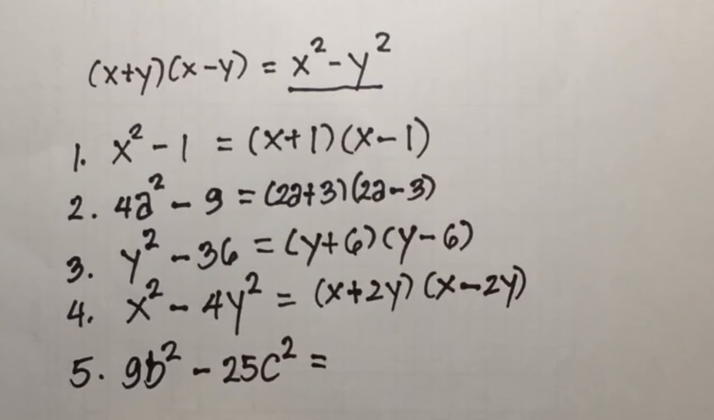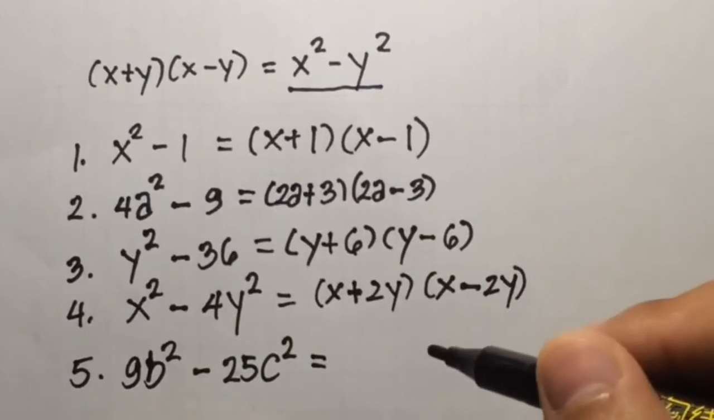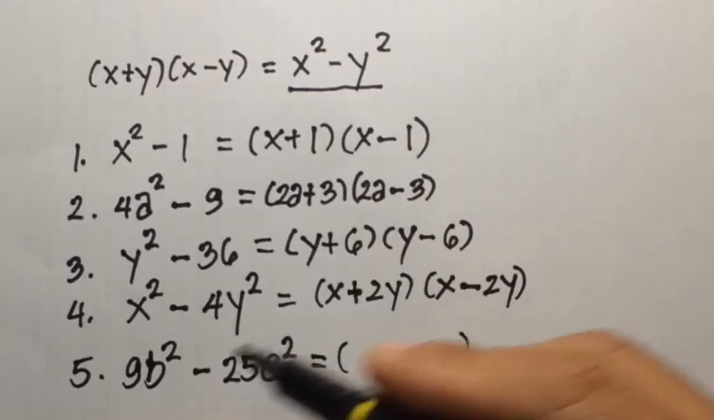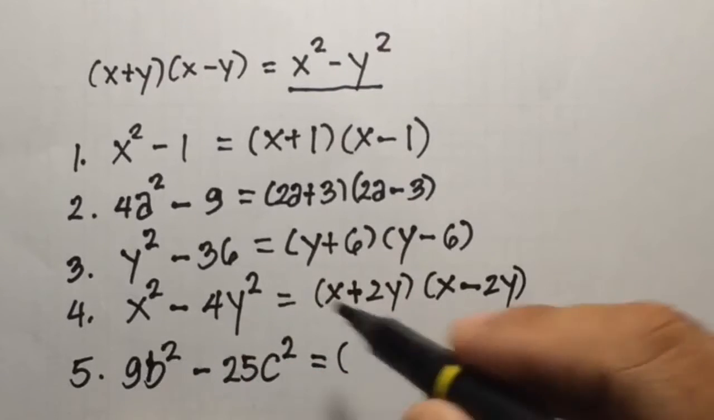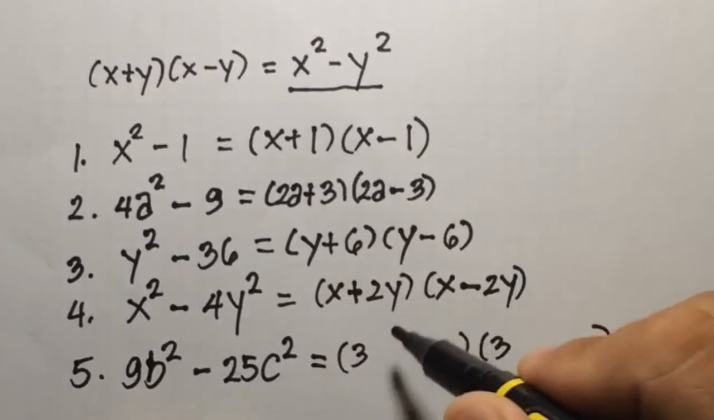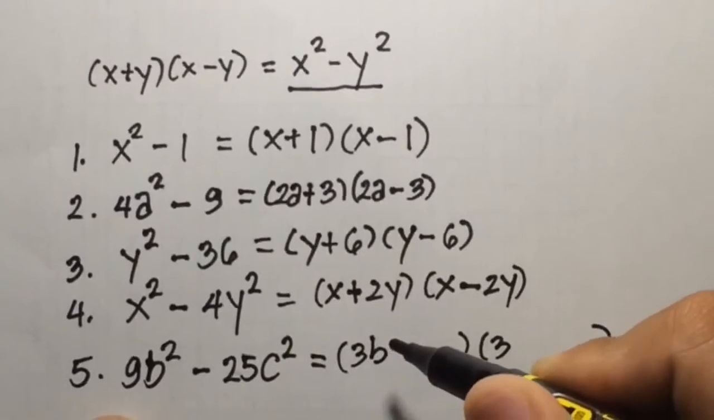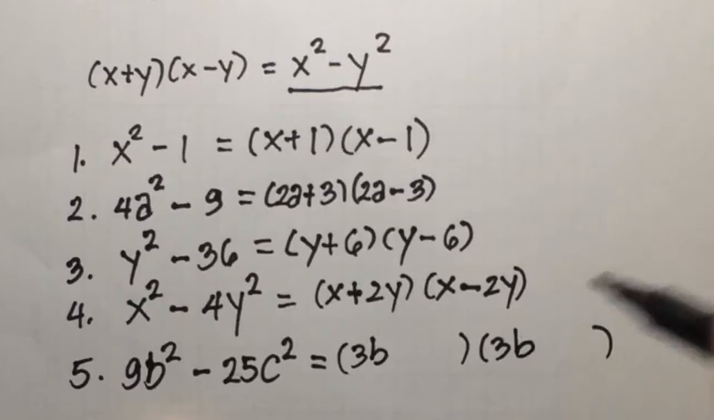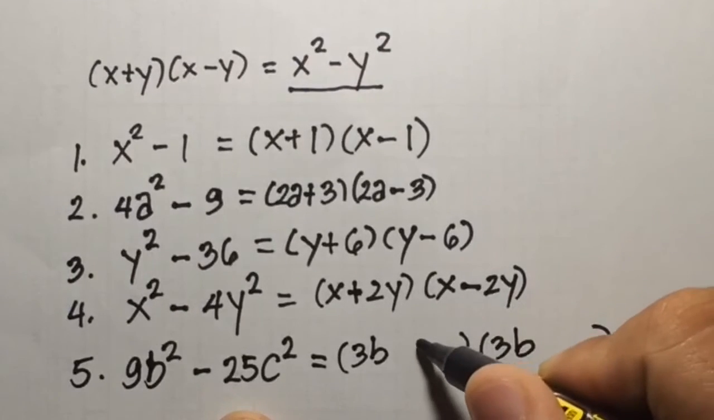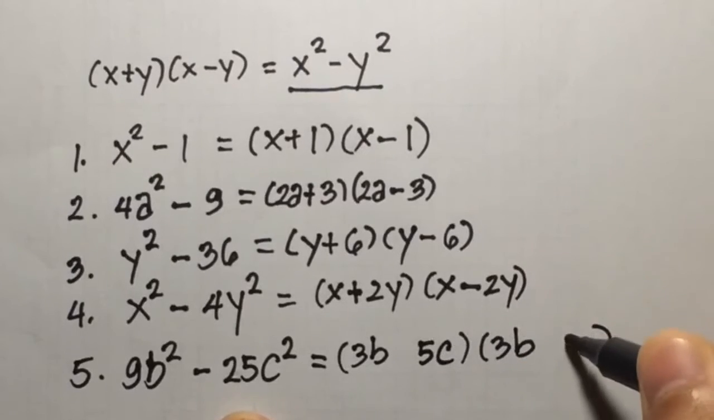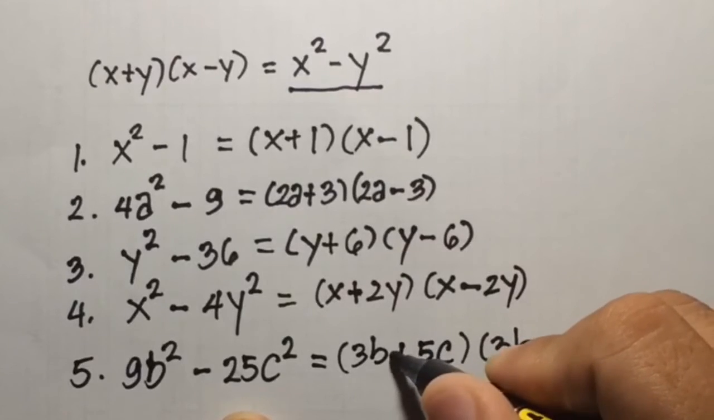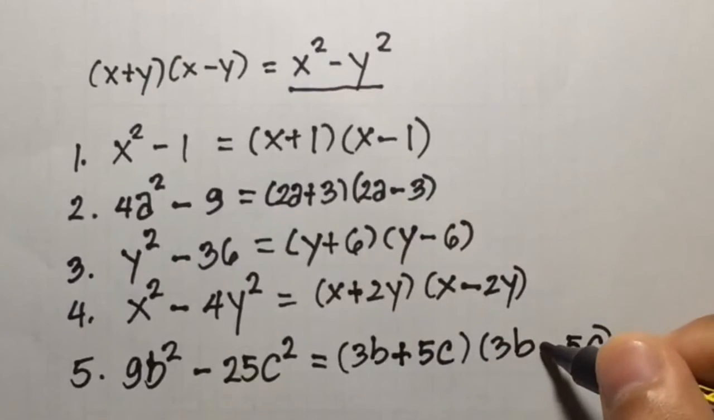Then number 5, 9b squared minus 25c squared. If we're going to factor this one, we're going to have first the square root of 9, which is 3. The square root of b squared is b. So the square root of 9b squared is 3b. Then the square root of 25c squared is 5c. They will just have their sum and difference.